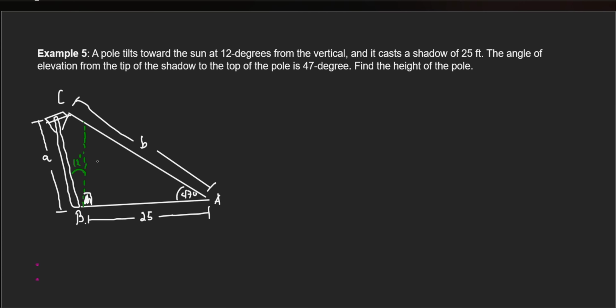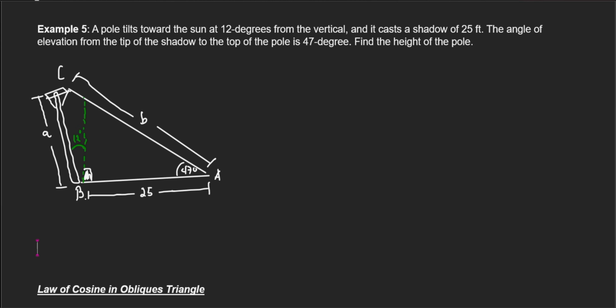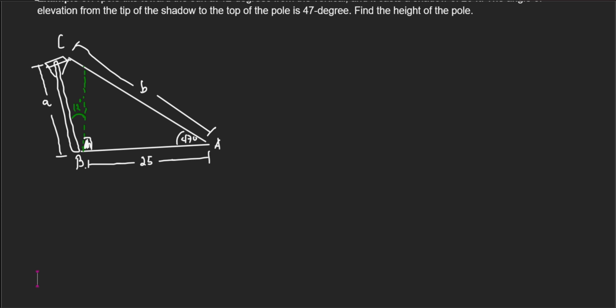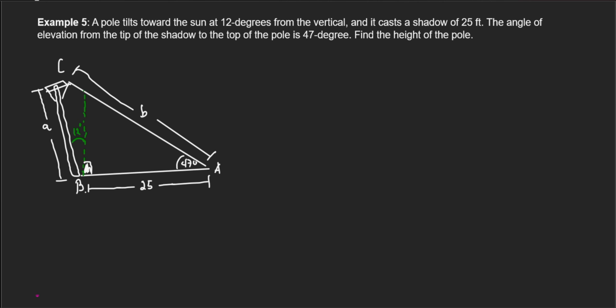Yung height ng pole ang hinahanap natin. Now, let's try to check ano yung mga given. Okay? Ano yung nasa problem. Okay? So, first, we have the angle A, that is the given, and our angle B. So, we have angle A here, that is 47 degree. Yung angle B natin, remember that is 90 degree plus the 12.